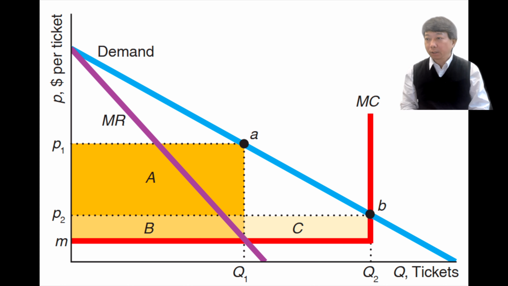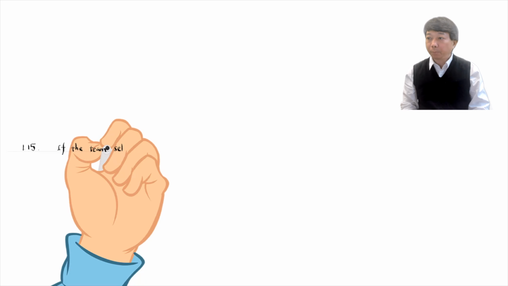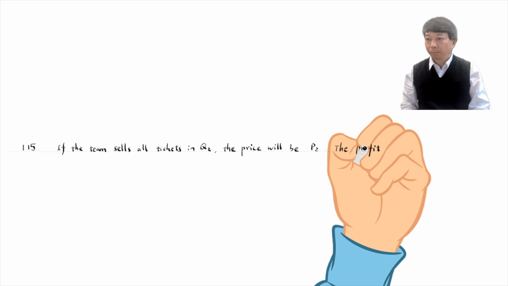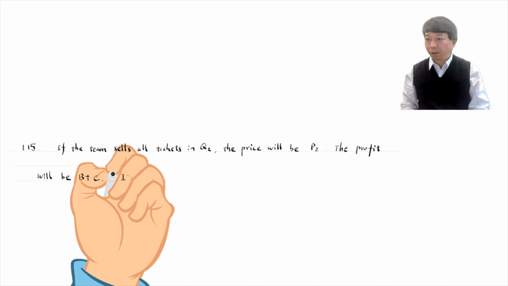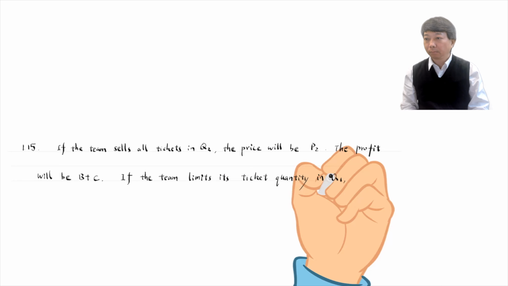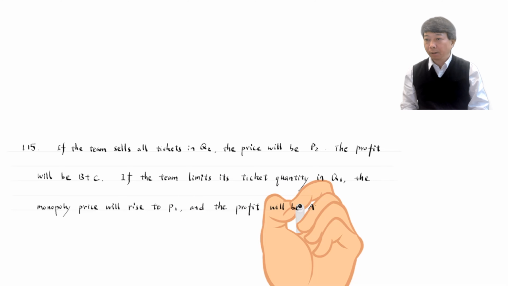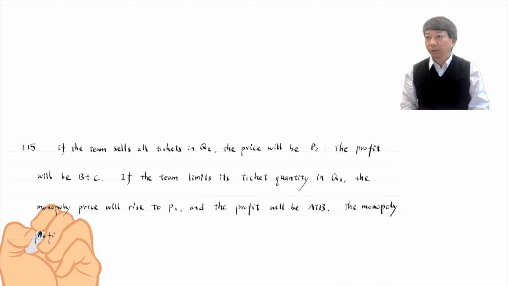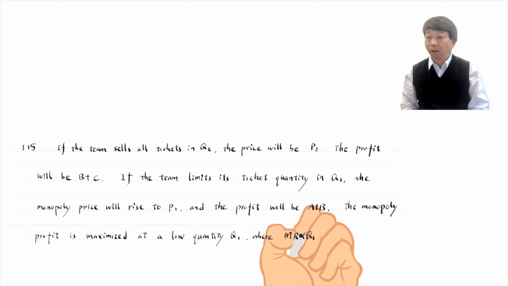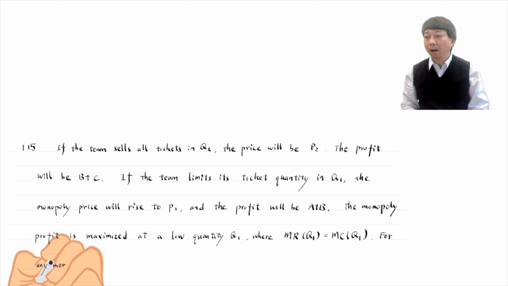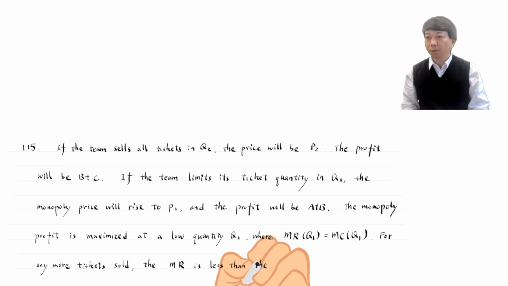If the team sells all tickets of Q2, the price will be P2. The profit will be the area of B plus C. If the team limits its quantity at Q1, the monopoly price will rise to P1, and the profit will be A plus B. The monopoly profit is maximized at a lower quantity Q1, where marginal revenue equals marginal cost. For any more tickets sold, the marginal revenue is less than the marginal cost and reduces profit.